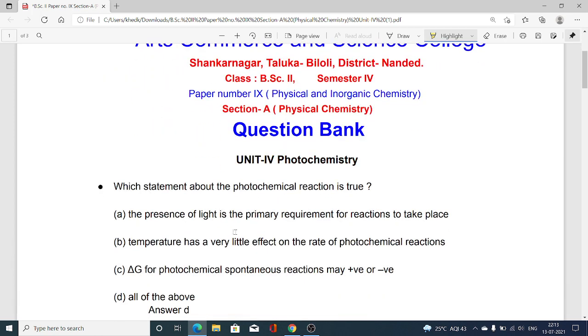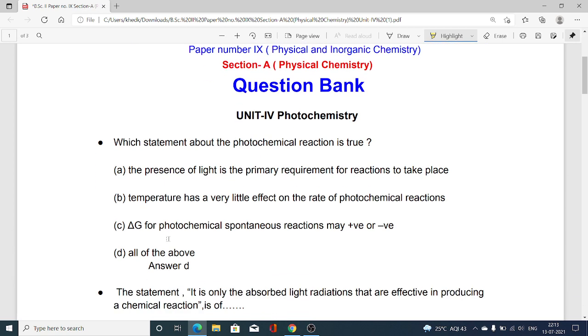First MCQ, that is, which statement about the photochemical reaction is true? In the options, different statements are given. We have to decide which statement about photochemical reaction is the correct one or the true one.